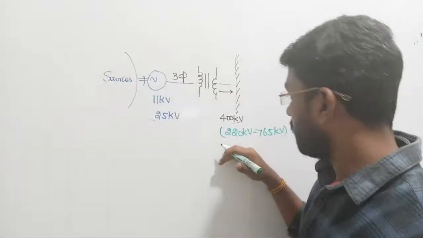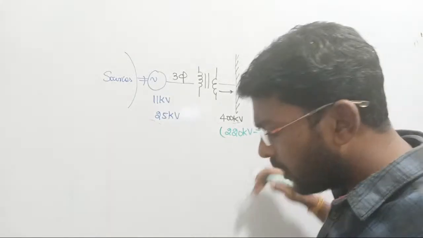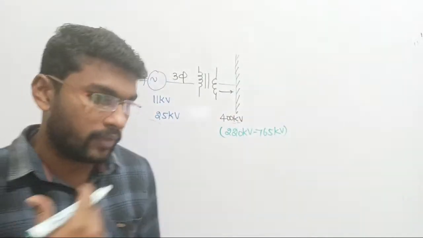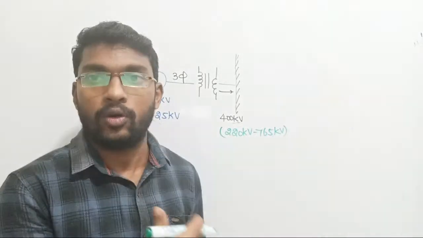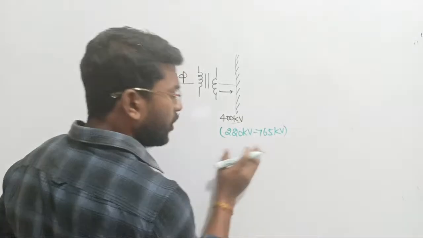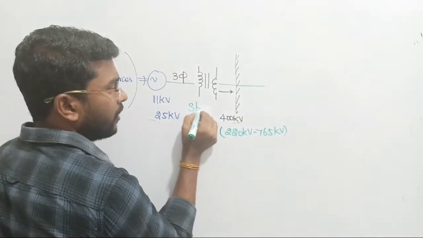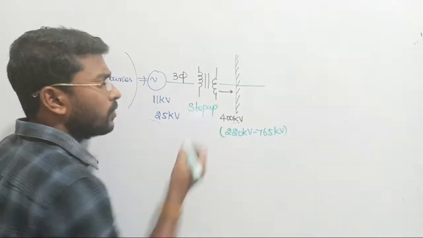Just now we saw, in Maharashtra we are injecting up to what? 765 kilovolt from Karnataka to Maharashtra, right? So it will be different. It will depend on the position, the location where we are generating the power. Okay, let us continue. So the range will be 220 to 765. Next, what am I going to do? This is the only point where we are going to step up the voltage. Next, what will happen?